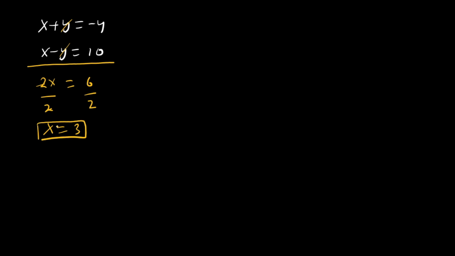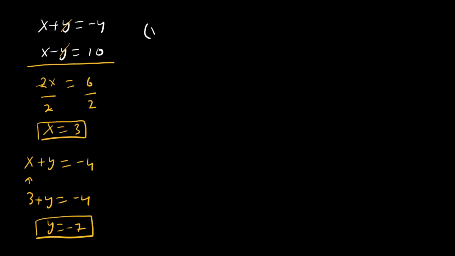And we know that x plus y is equal to minus 4, and the value of x is 3, then x is replaced by 3 plus y, this is equal to minus 4. Now if we subtract 3 from both sides, then the value of y is minus 7. Our solution is x, y, z: the value of x is 3 and the value of y is minus 7, and then the value of z is minus 2.